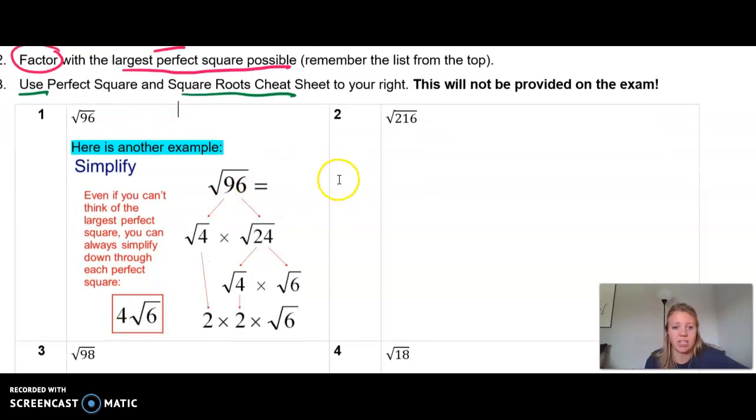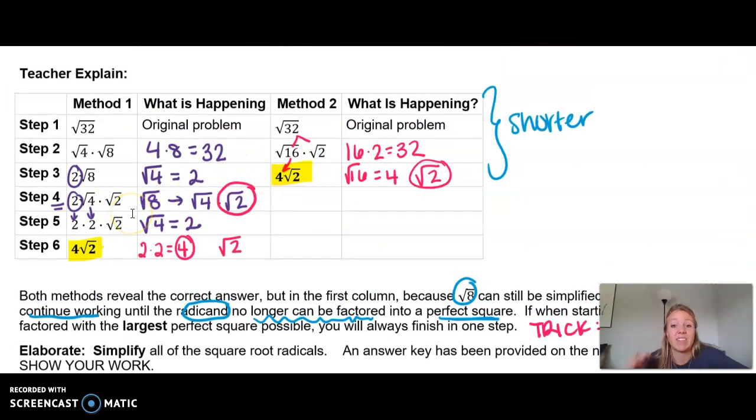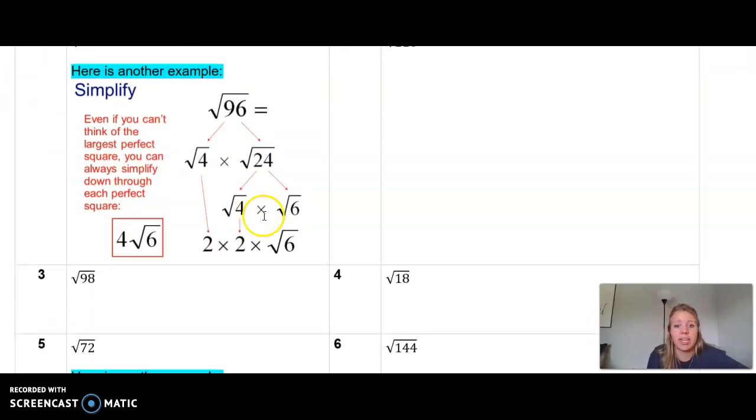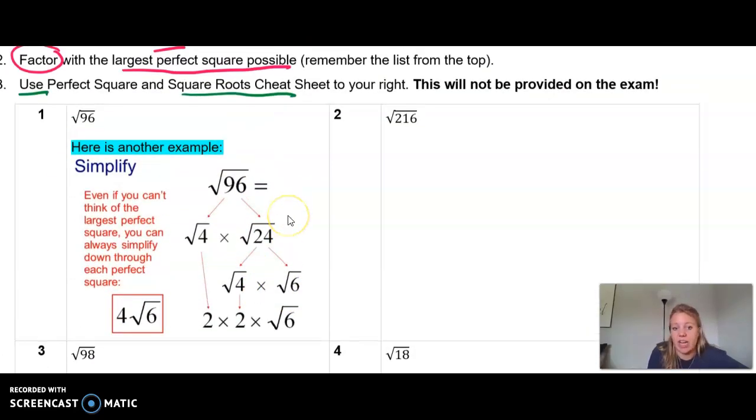Let's look at number 1. They've already done it for us. Here we want to simplify the square root of 96. So even if you can't think of the largest perfect square, you can still think of method 1. You just might have to do a couple more steps. So it looks like on this first one, they could divide by 4 and 24 because 4 times 24 is equal to 96. And we can take the square root of 4, which gives us 2. But 24, we can divide again by one of those perfect squares. So 4 times 6, square root of 4 is 2, and we still have the square root of 6, so 2 times 2 gives me that 4, and we get 4 square root of 6.